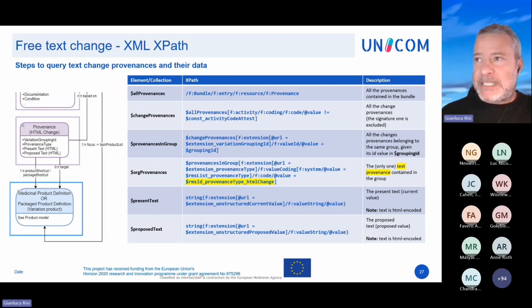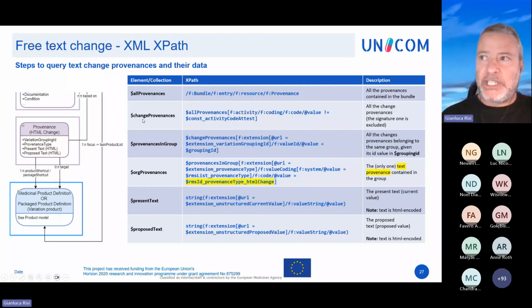So the first line: let's extract all the provenances from the bundle. The query simply takes all the resources inside the bundle whose type is provenance. This will give you all the provenances contained in the bundle. And then, as Noel mentioned before, we have four types of provenances, three of them being changes, and the fourth type being the signature provenance. So we need to exclude the signature provenance from the others. This is exactly what the second query does.